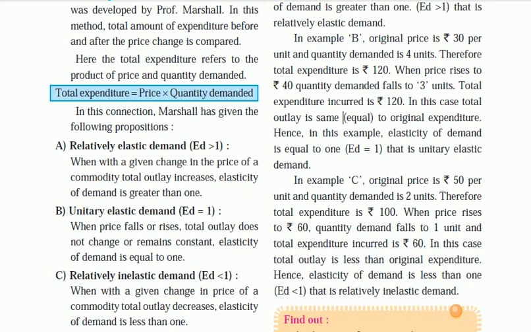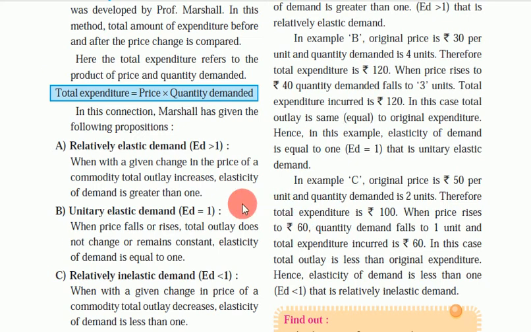The same will be applicable here. First, relatively elastic demand. What will be the relatively elastic demand? In this chapter, these three propositions are most important, and you have to completely understand these three terms. If you get these three terms, you can easily understand this whole unit. Relatively elastic demand means elasticity of demand greater than 1. When we get an answer greater than 1, then it is relatively elastic demand.